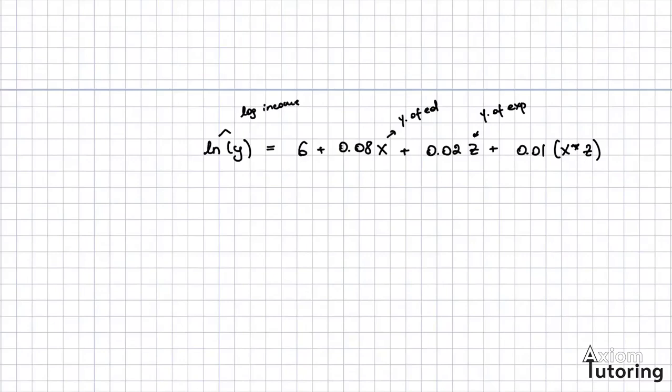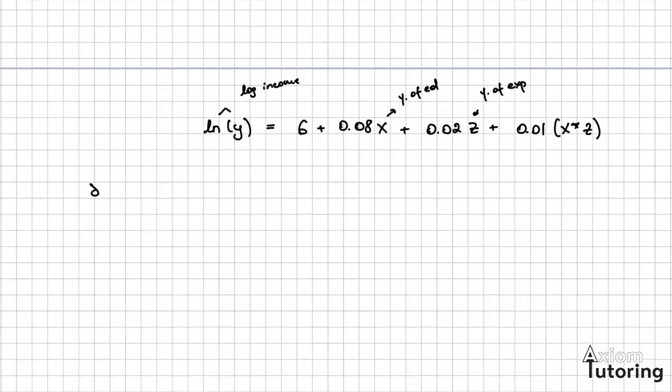Before computing anything, you can also ask yourself, do you expect the percentage return to education to be higher for more experienced workers or not? Usually, it's always good to have an idea of what you should be expecting because that also helps you when you do the interpretations. Now, let's write, as usual, the marginal effects. So we're going to have delta ln of y with respect to x being equal to 0.08 plus 0.01z. So the percentage return to education, again, is not a single number. It depends on experience here.